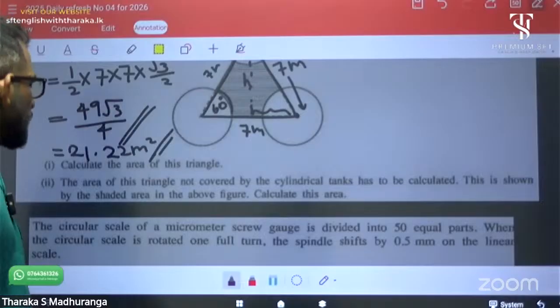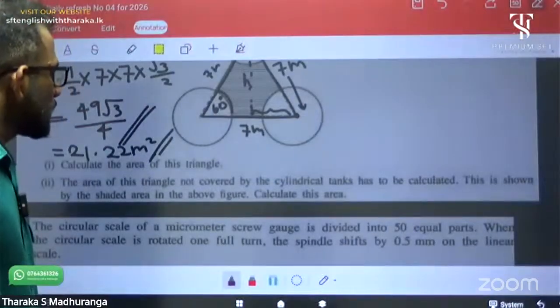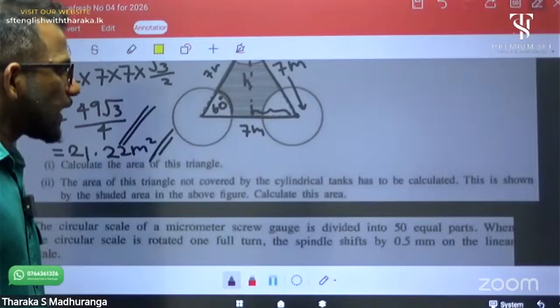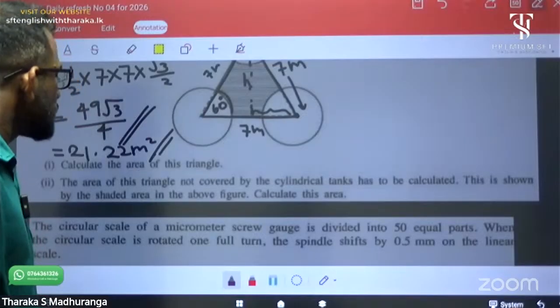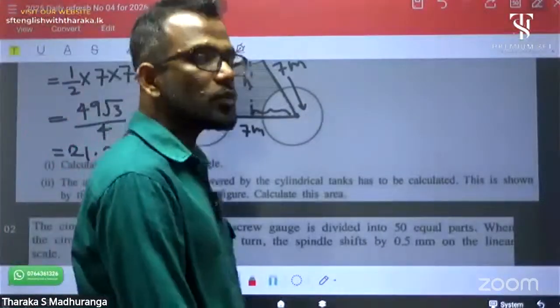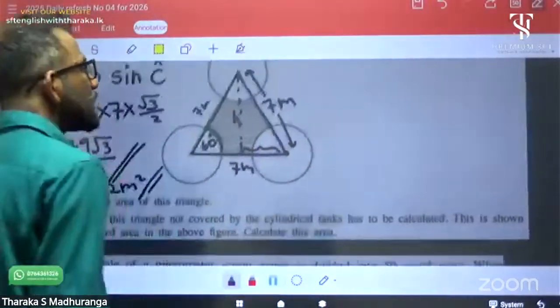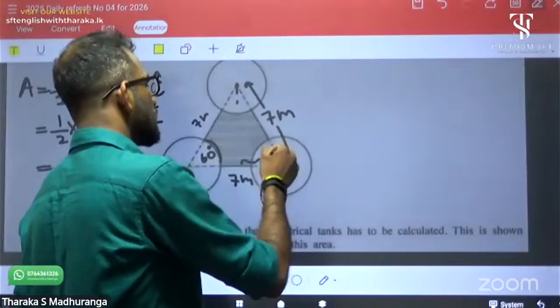Okay, the area of this triangle not covered by cylindrical tanks has to be calculated. This is shown by the shaded area in the above figure. Calculate this area. Actually, the question asks what is the shaded area of this triangle.